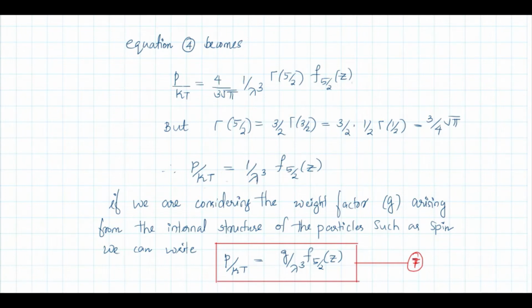But another important difference when we compare with the Bose particles is that here we have to consider a weight factor g that arises from the internal structure of the particles such as spin. Here we have particles with half integral spin and we have to multiply with a weight factor g. P by kt is equal to g by lambda cube f 5 by 2 of z. This is equation number 7.